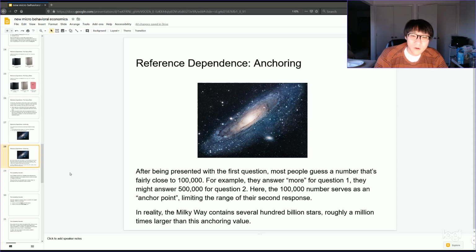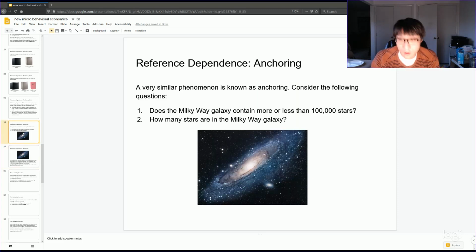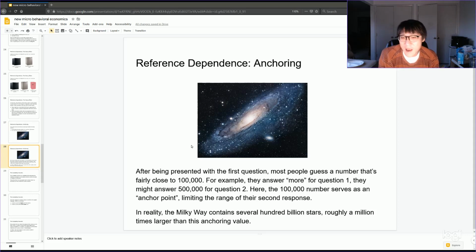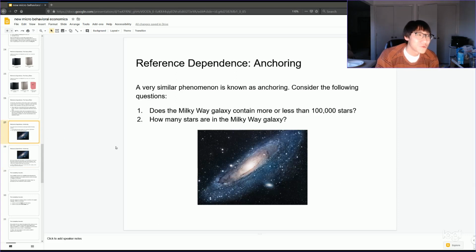For example, let's say you answer more than 100,000 for the first question. You figure, the Milky Way galaxy probably contains more than 100,000 stars. You wouldn't be asking me this question unless it had a lot of stars, right? And then in terms of how much it actually has, well, maybe it's five times that amount. Maybe it's 500,000, or maybe it's even a million stars. What you find is that when people have no idea what the answer actually is, they'll take any piece of available information that they can and go on the basis of that. This is called anchoring.